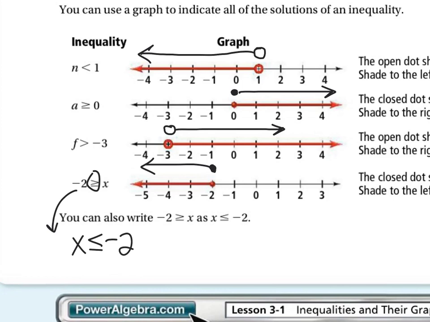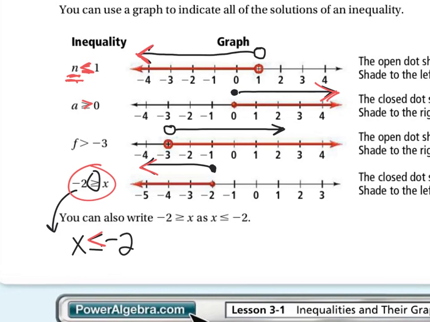One kind of cool thing about these problems that I've discovered in trying to make things easier for you guys to remember: if the variable's on the left side, your inequality symbol and your arrow are going to look the same. Okay, now this one, the last one, you have to switch it around in order for that to work. If you switch it around though, then that works also.